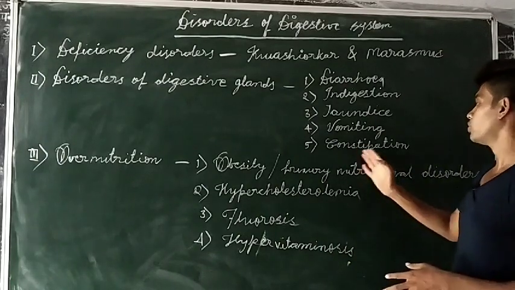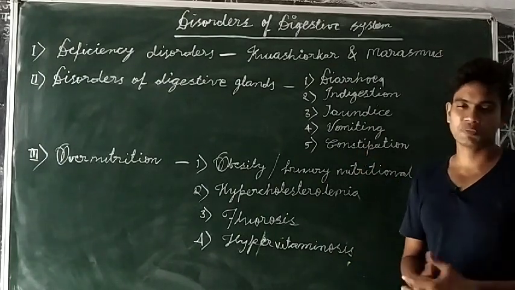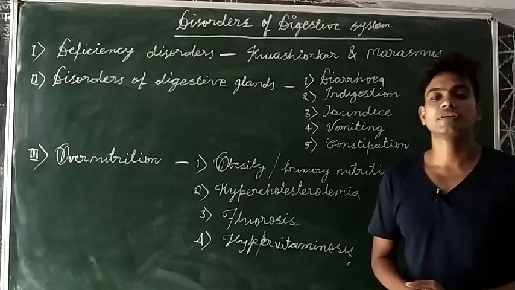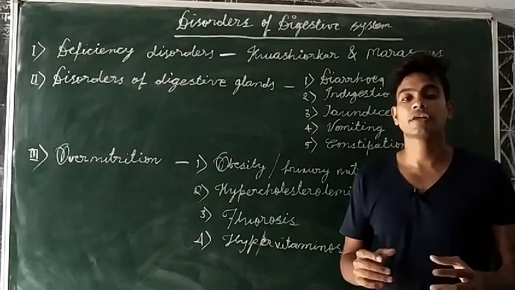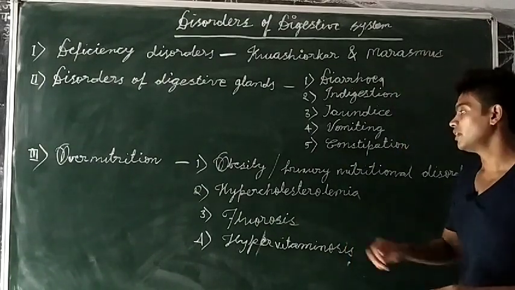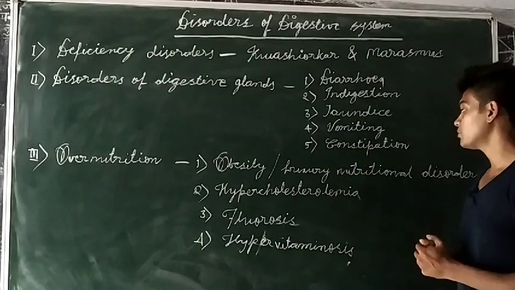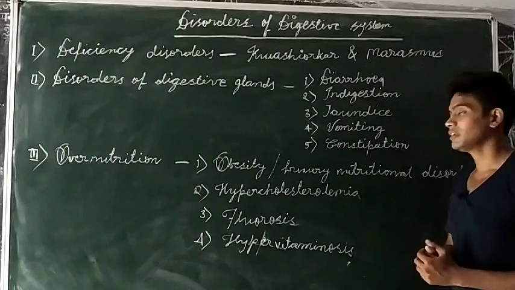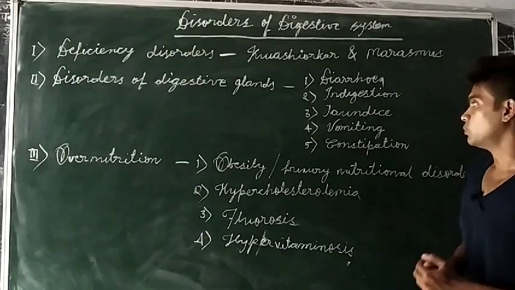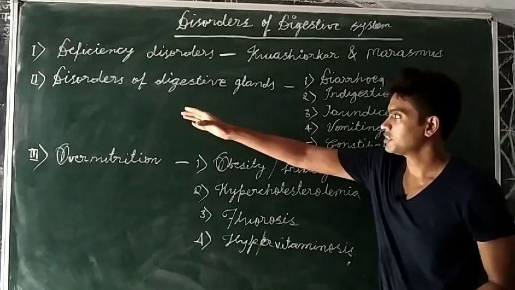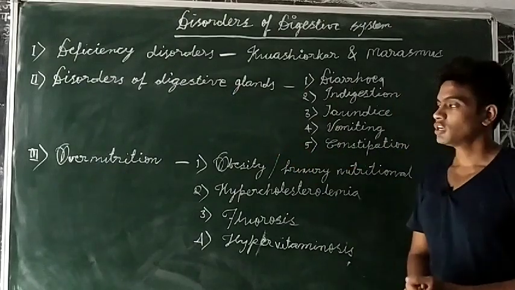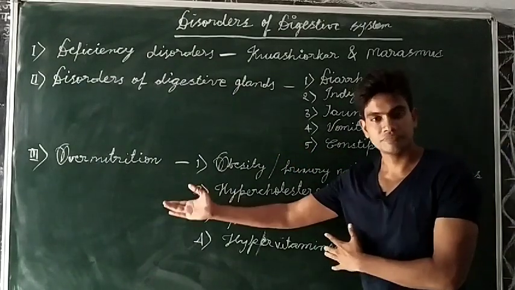The next is constipation. What is constipation? Constipation is infrequent and irregular passage of dry or hardened feces which can damage the intestinal tract. Now, in this way we have completed the disorders of digestive glands. Now let's move to overnutrition.